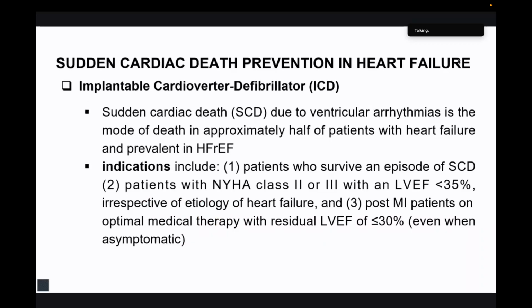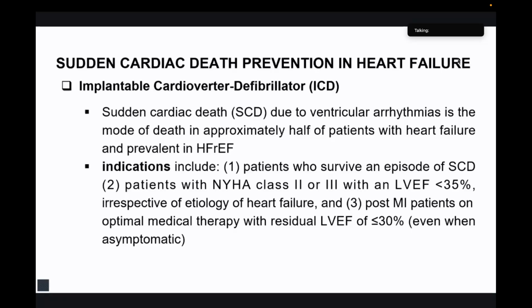What about treatment of HFrEF patients who are at risk for sudden cardiac death? You may put in an implantable cardioverter defibrillator, or ICD. Sudden cardiac death due to ventricular arrhythmia is the mode of death in approximately half of patients with heart failure, and it is prevalent in HFrEF. When is an ICD indicated?